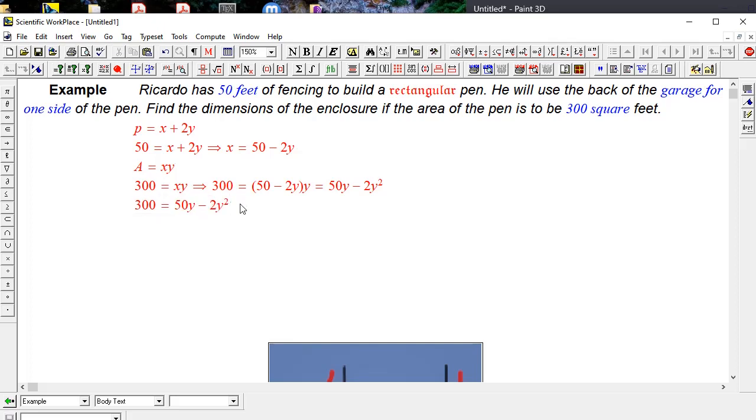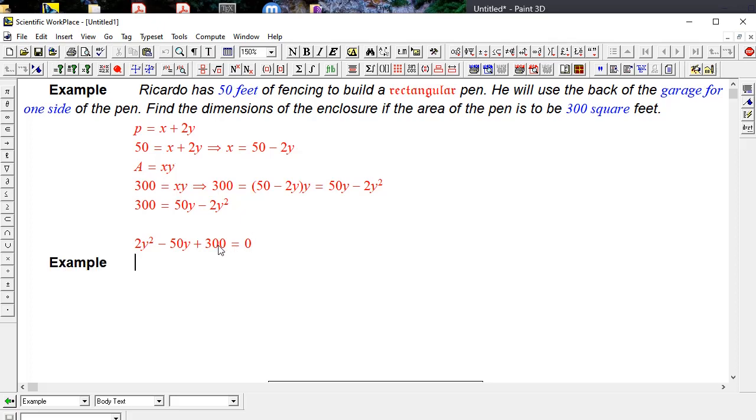Nice. So this is a quadratic equation. We need to rewrite it in standard form to solve it and get the value of y. So take this 300 and all of these to the other side. So this minus 2y squared will be positive 2y squared, and this 50y will become negative. So my equation becomes 2y squared minus 50y plus 300 equal to 0.